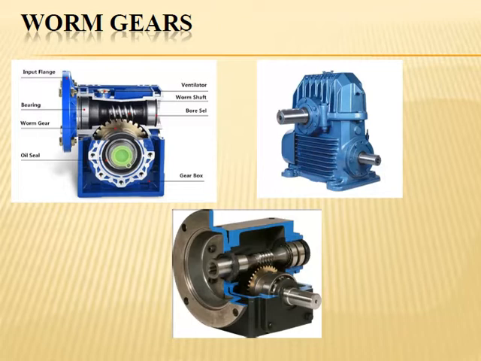Proper lubrication in the worm gearbox reduces the possibility of scoring failure. Again, it will reduce the wear of teeth. It will reduce the power loss due to friction. It will act as a coolant and dissipate the heat to the surroundings.